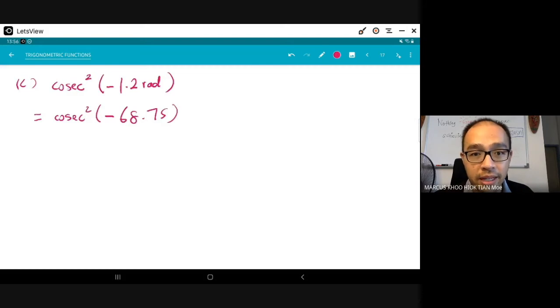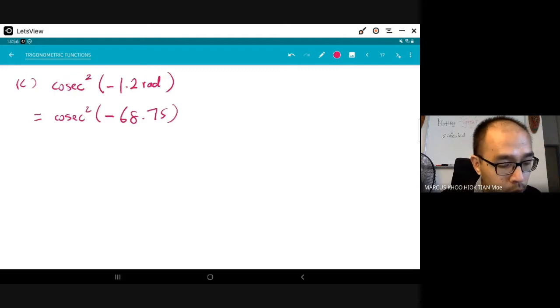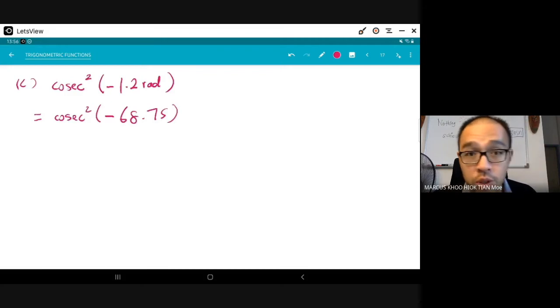Okay, if there is a pi there, you can, but this is 1.2, purely 1.2, no pi. So it's 1.2 divided by pi times 180, which is what we learned when we were doing circular measure. Okay, now let's consider this.